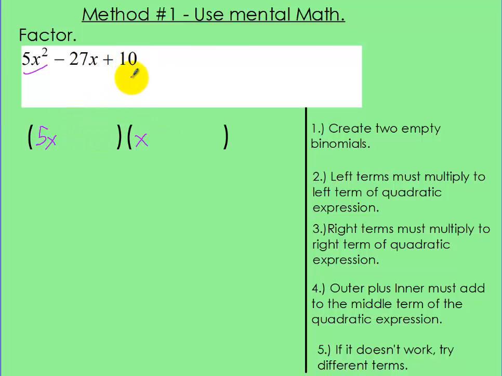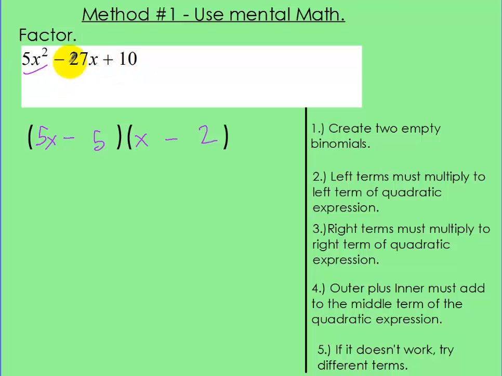You have to multiply to positive 10. But because there is a negative in the middle, these two signs must also be negative, because a negative times a negative is a positive. So I'm going to guess two numbers here. Let's say 5 times 2, because negative 5 times negative 2 is positive 10.